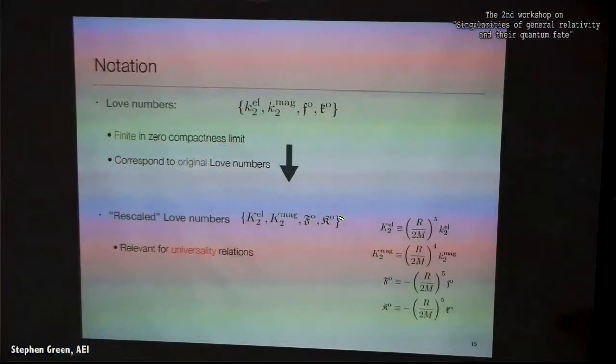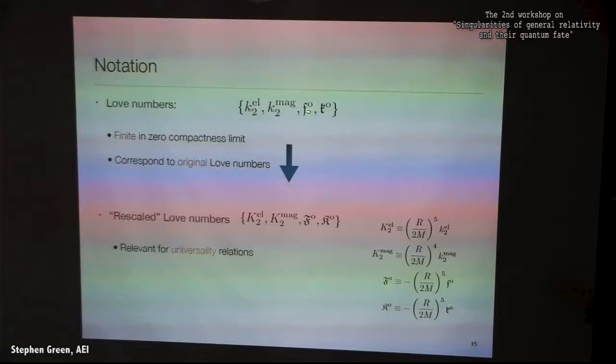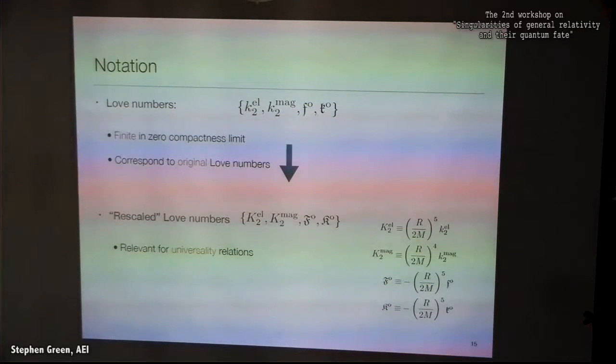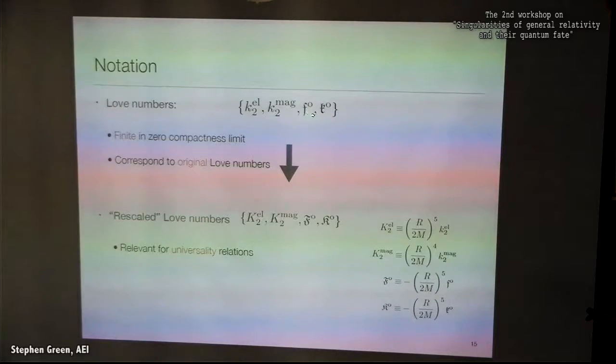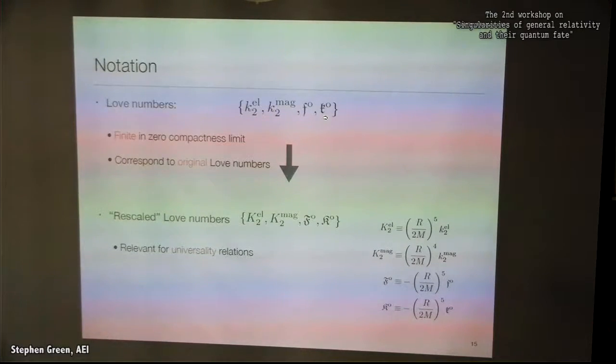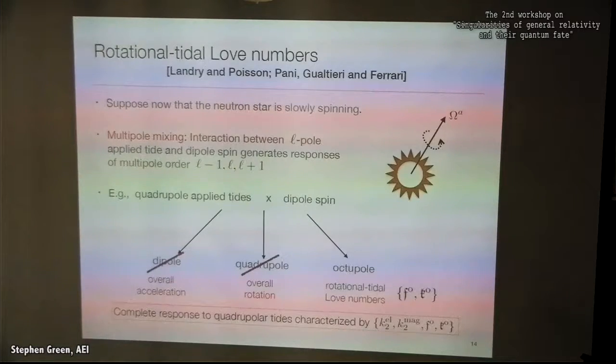The definition of this, a gothic F-O? Gothic S. Yeah. Oh, these? Yeah, this is the rotational-tidal love number that describes the coupling between the quadrupolar applied tide and the spin of the star, at the octupole level. Yeah, so it's this one. So you have the quadrupole applied tide times the dipole spin generates an octupole deformation.